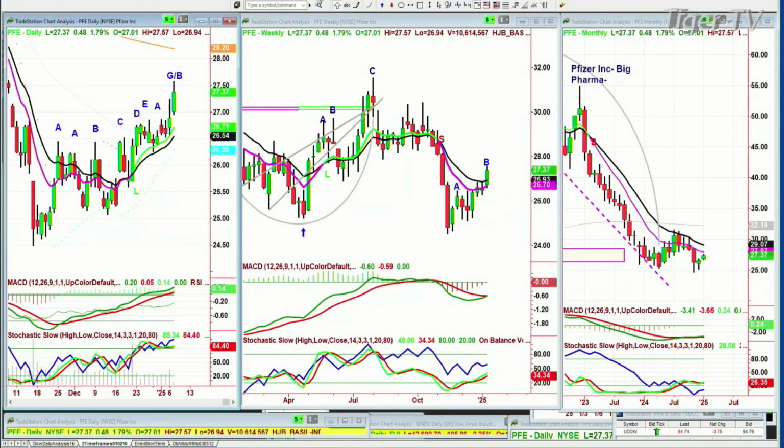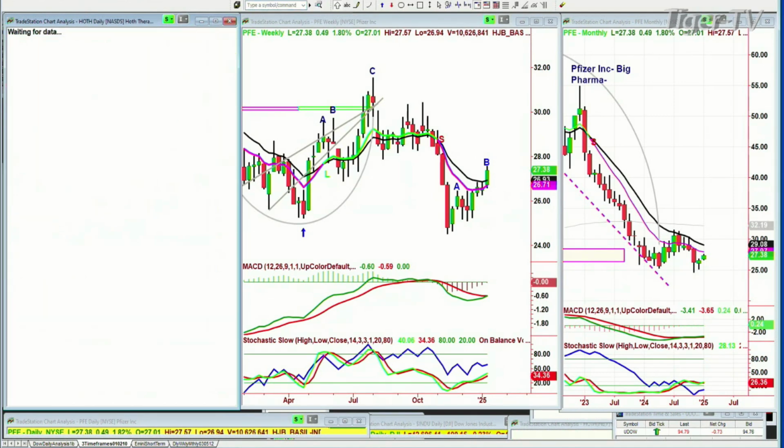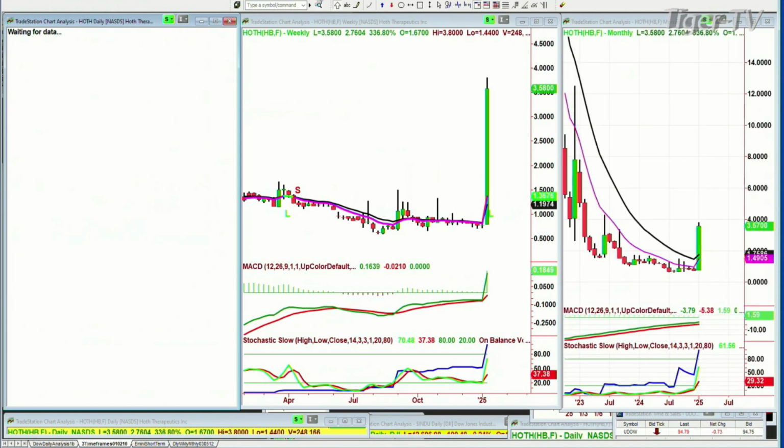Next question came in. Let me get to it. Did that. Oh, HOTH. Oh my goodness. This is HOTH, which is, whatever it is, it's called a rocket ship, I think. What a move. It's up 335%. It's up 273. It's up almost as much as the price. The price is 3.56. Now, why is this not kicking in?